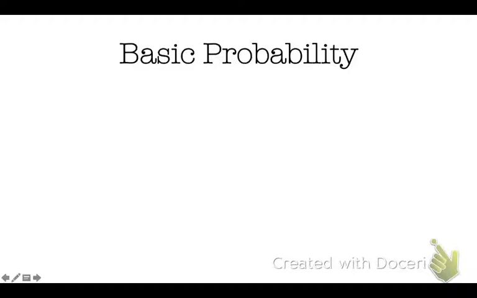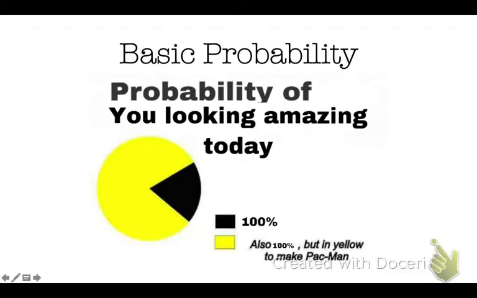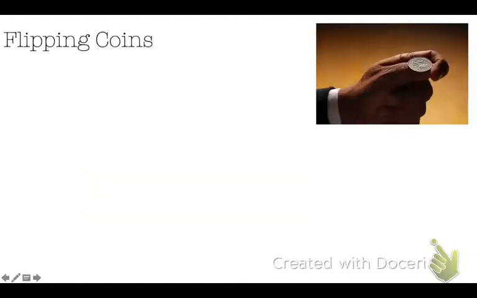All right, basic probability. So the probability you look amazing today, 100%, also 100%, but in yellow to make time right. Okay, so flipping coins.